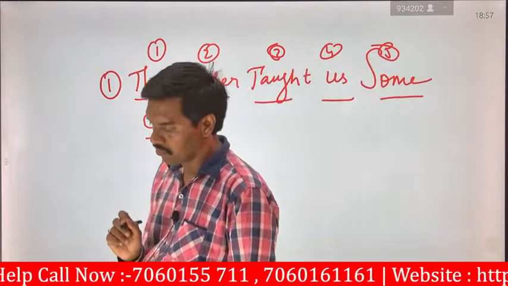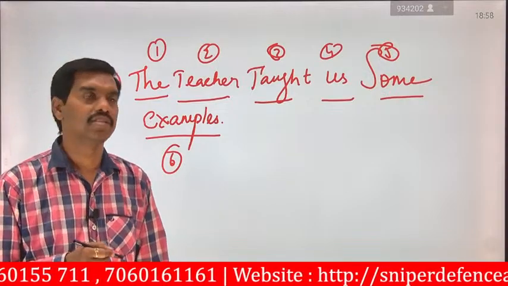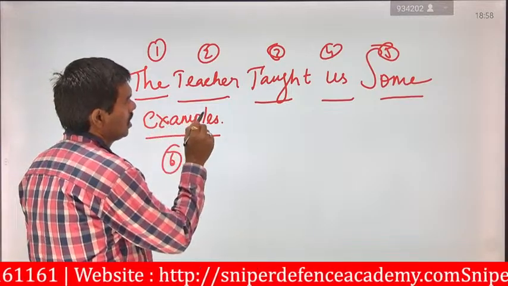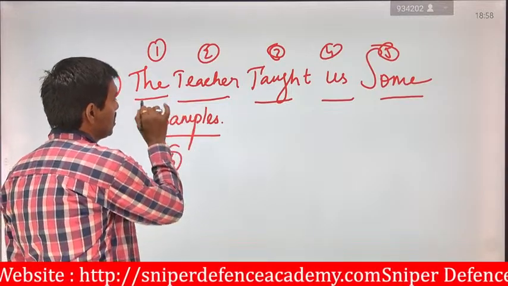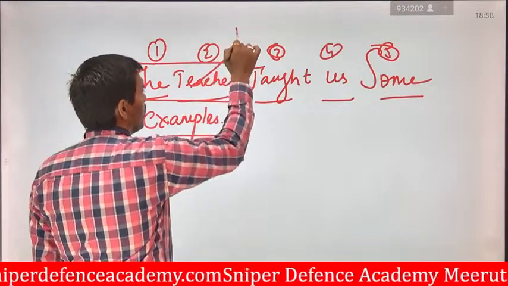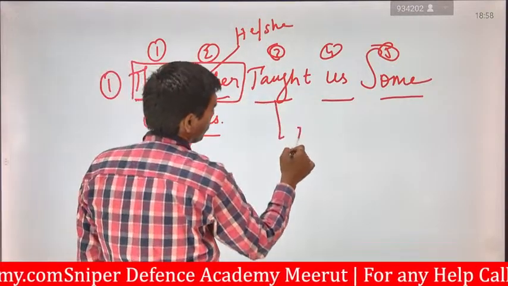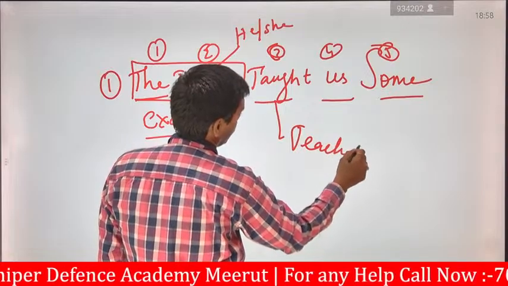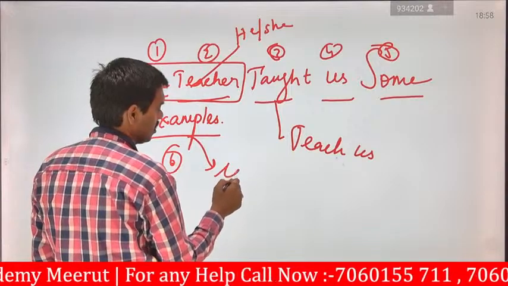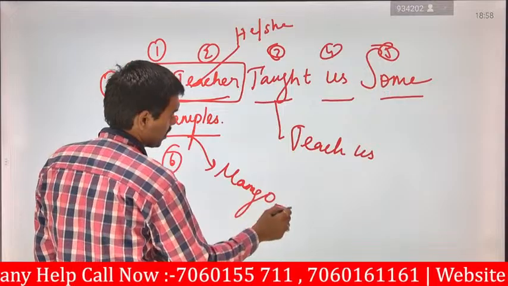After that, you know what the subject is and what the predicate is. Okay. In such a case, the sentence given is the teacher taught us some examples. So here the teacher is the subject. The teacher may be he or she. He taught us, taught means teach, some examples. For example, what is the example? We can say mango. Say some examples about mango.